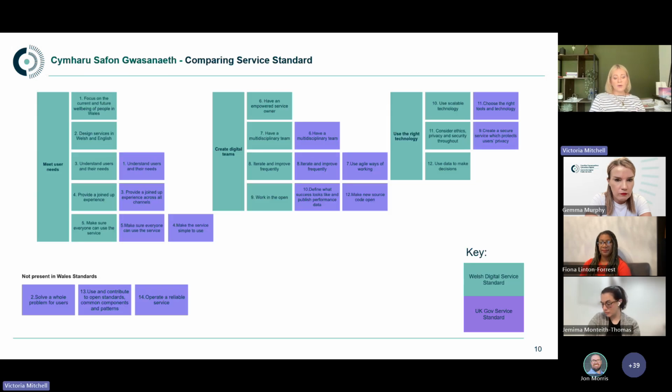So a bit more about that, and what you're looking at here is a visual which shows a comparison of the digital service standard for Wales and the UK Gov service standard. Now, some of you might not know that they are 2 different things and that there is a separate one for Wales. So I took a look at them to see how they align and how they differ. The boxes in green are the Wales version, and the boxes in purple, the UK.